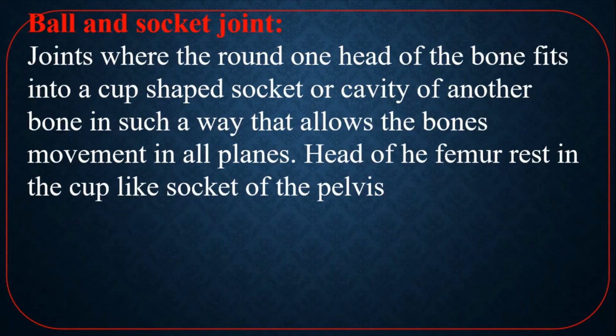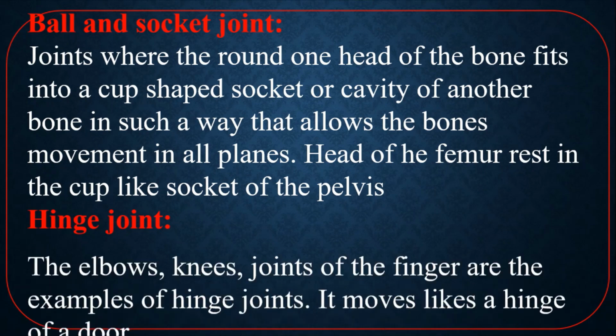Ball and socket joint: joints where the round head of one bone fits into a cup-shaped socket or cavity of another bone in such a way that allows the bone's movement in all planes. Example, the head of the femur rests in the cup-like socket of the pelvis. That means the joint between hand and pectoral girdle is an example of a ball and socket joint, like the joint between leg and pelvic girdle.